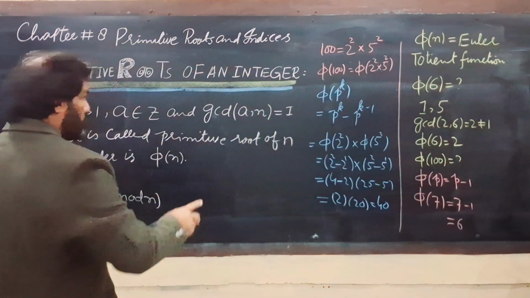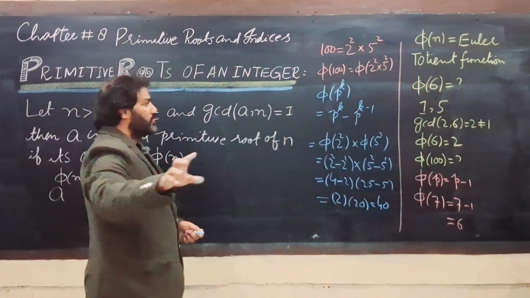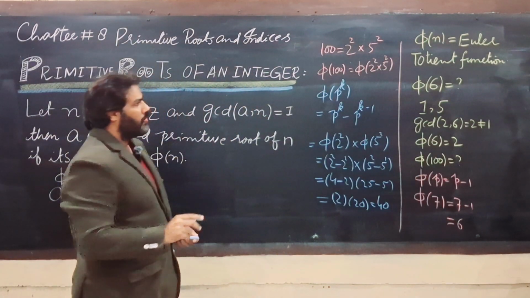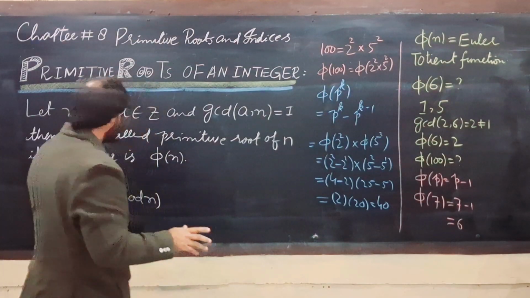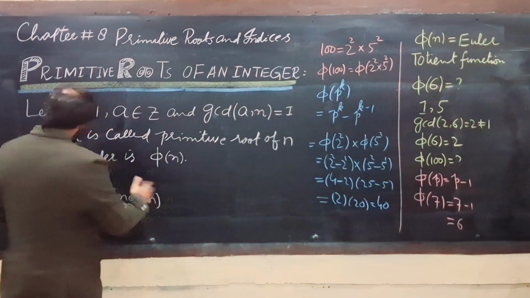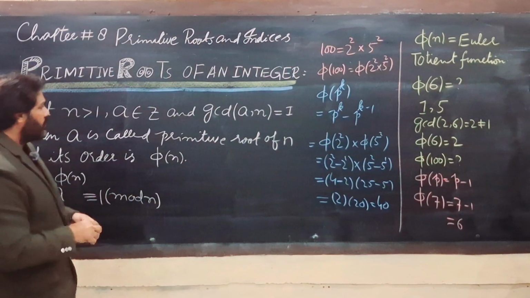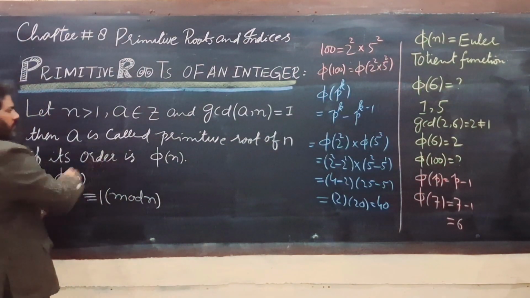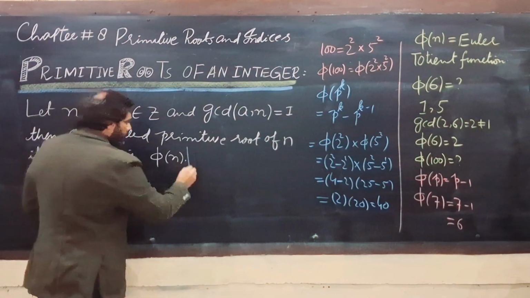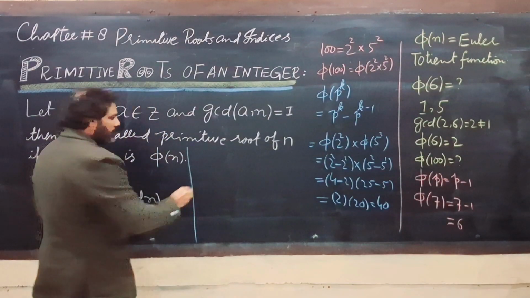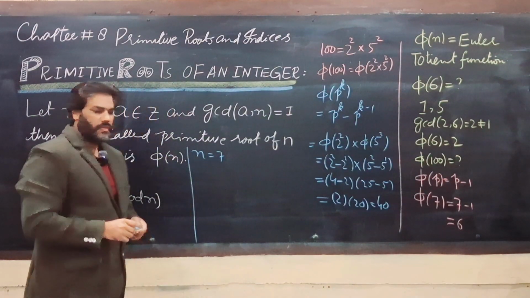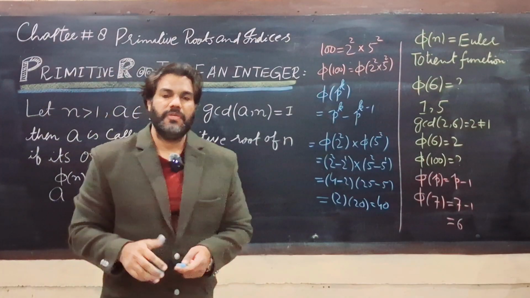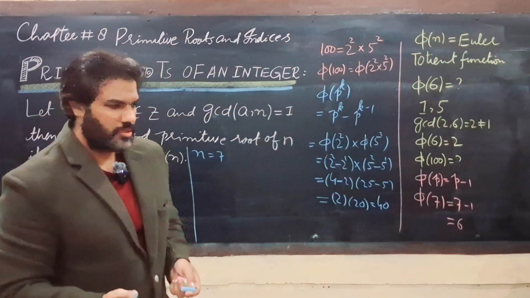So I hope now you have a clear understanding of how you can calculate the value of the Euler totient function at any positive integer n. Now we take a simple example of a primitive root. Suppose my n is 7. Now the question is, which integer is a primitive root of n equal to 7? This is our question.